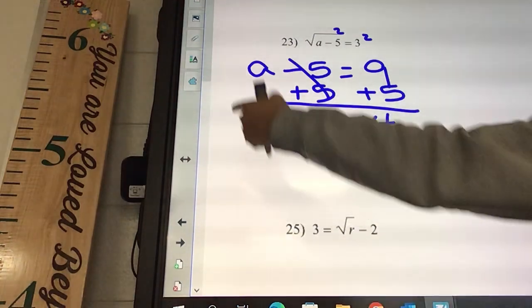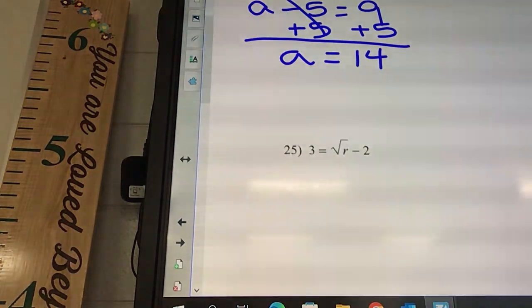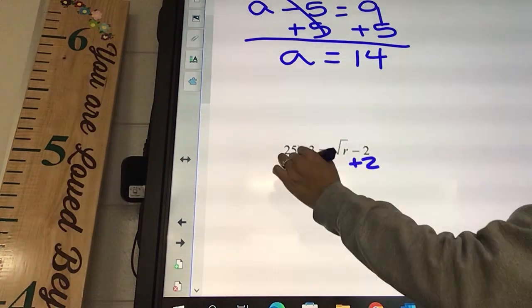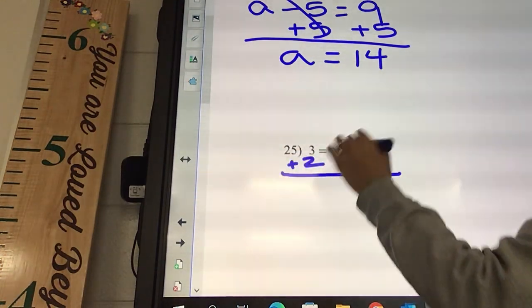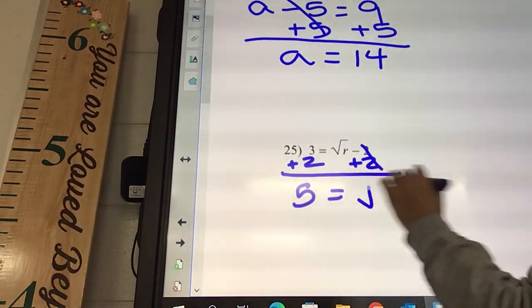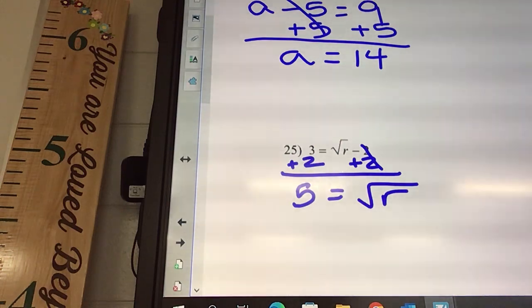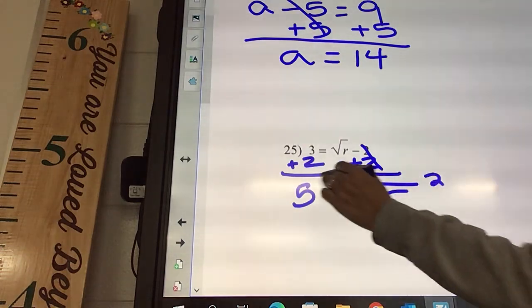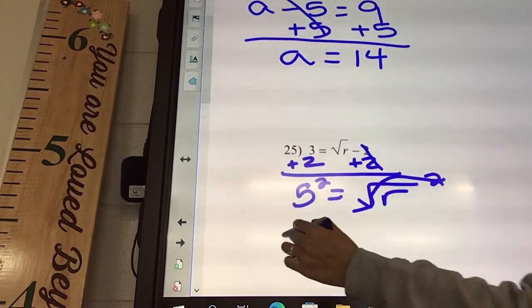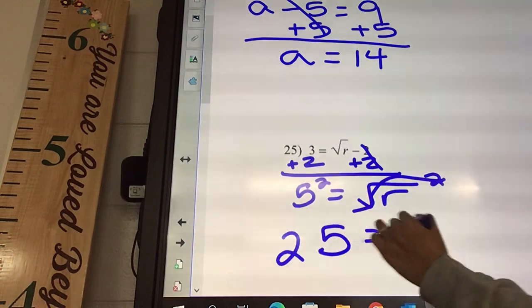Okay, what about 25? What needs done first? Plus 2, plus 2. So we get 5 equals square root of r. Then what? You square both sides. So we're gonna get 25 equals r.